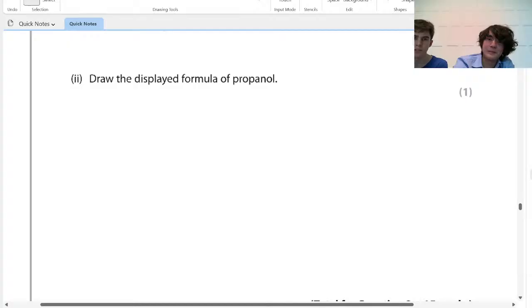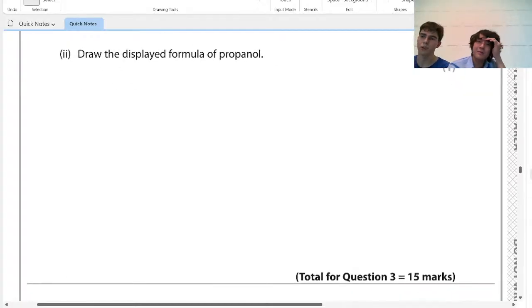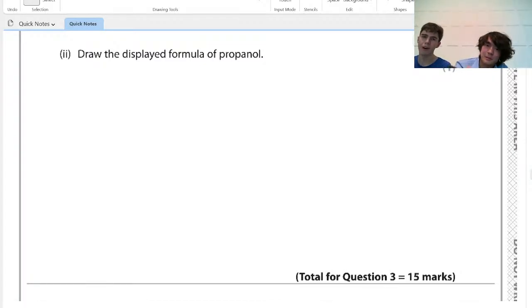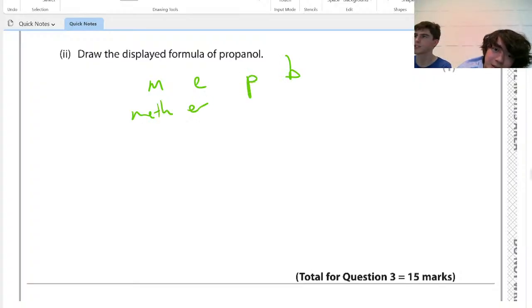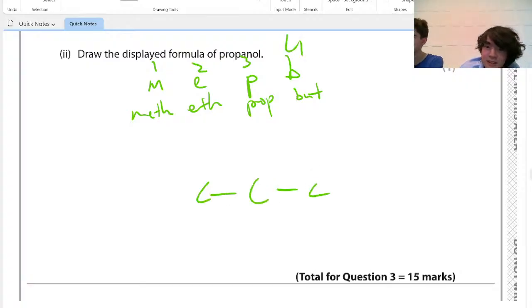So this is propanol, what we were talking about before. With your naming, you've got monkeys eat proper butter. That's a way to remember it. So 1, 2, 3, 4: meth, eth, prop, but. So propanol is going to have 3 carbons. We draw the 3 carbons first, bonded together. Now we draw an O attached to an H because that's the functional group. And then just fill the rest with H's.